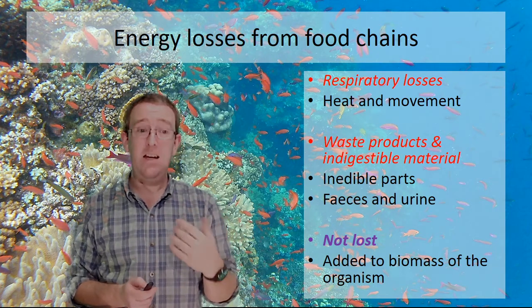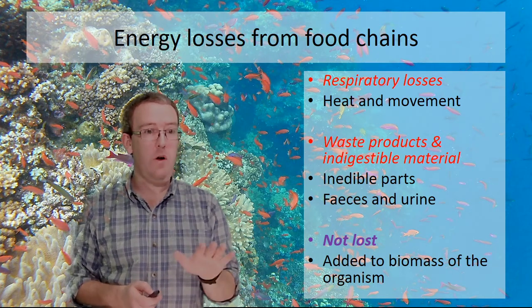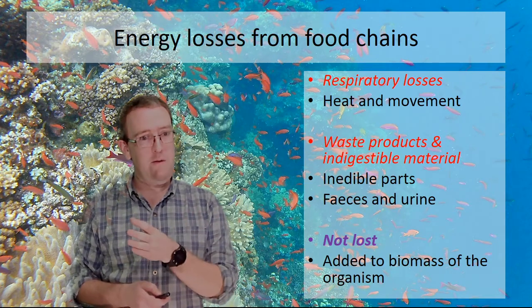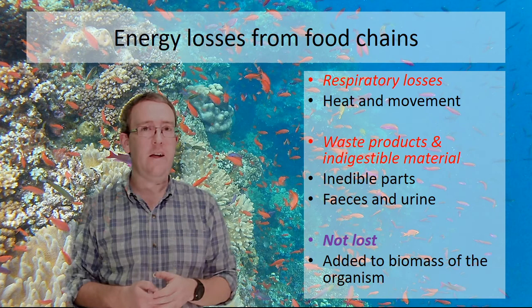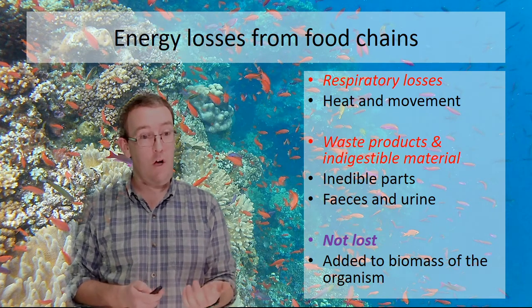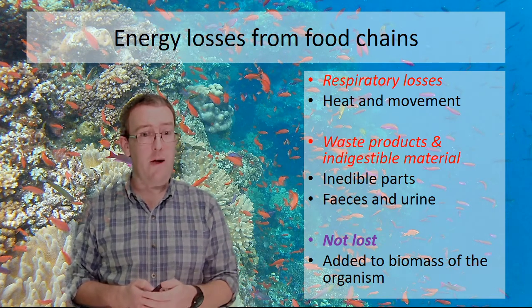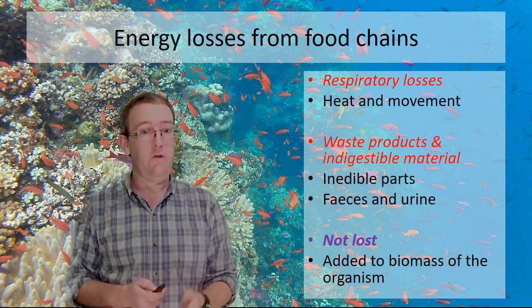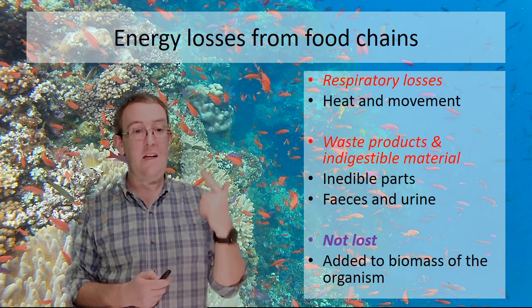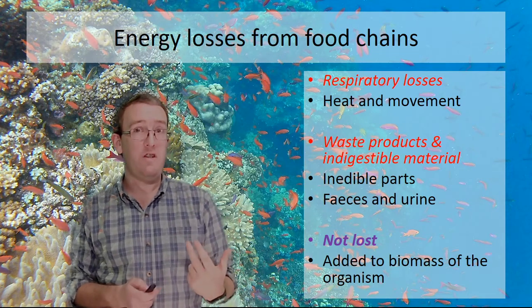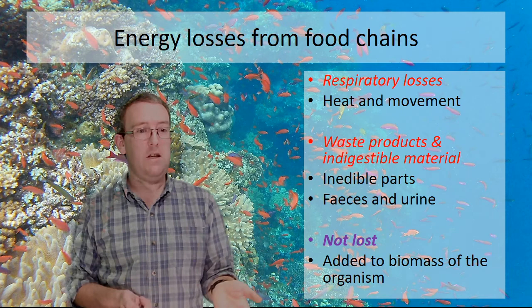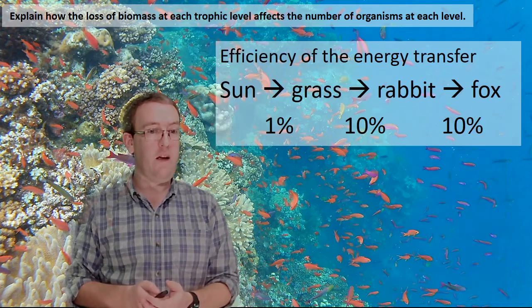In reality, for the horse there, because grass is quite low nutrient, it would be about 1 to 2%. For animal to animal biomass transfers, you might be getting up to about 10%. But even so, it's a very small amount. So if you're asked where all that extra biomass goes, there are your answers. You've got the respiratory losses, which are heat and movement, and you've got the waste products and indigestible material, like the inedible parts of whatever's being eaten, and all of the feces and urine. Those are your answers to that question.